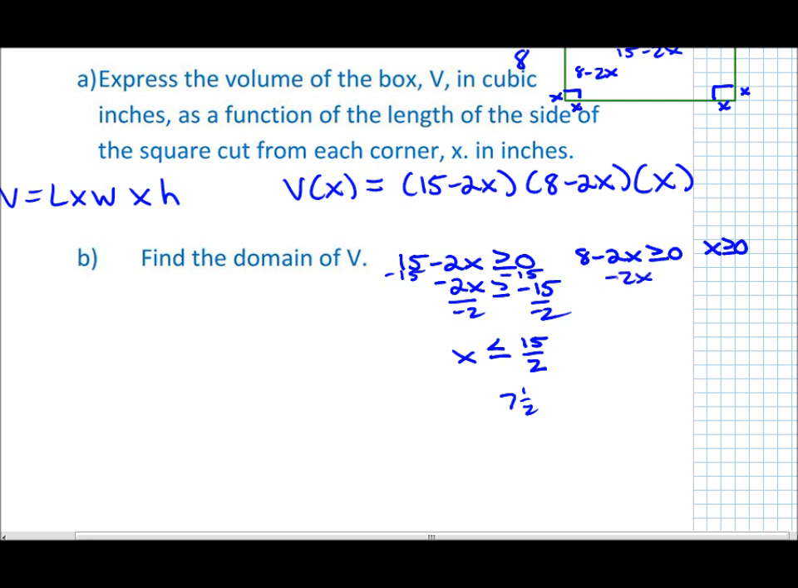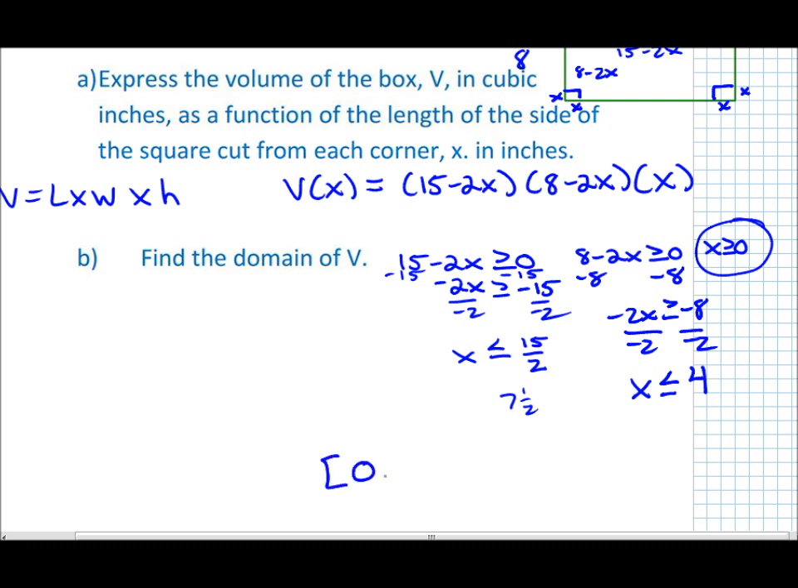Here, if I do the same thing, if I subtract the 8, I get negative 2x is greater than or equal to negative 8. Divide by negative 2, I get x is less than or equal to 4. So I know here that x has to be greater than or equal to 0. So that's the lowest it can be.